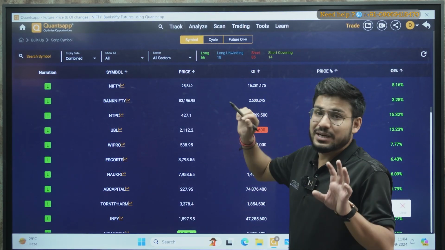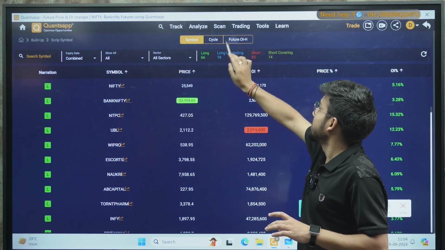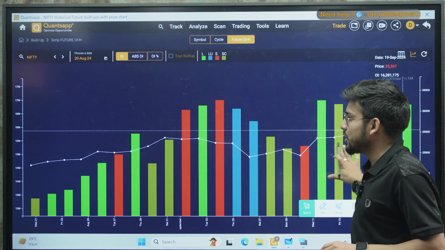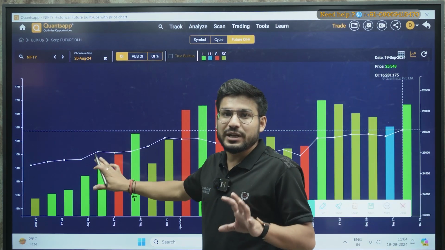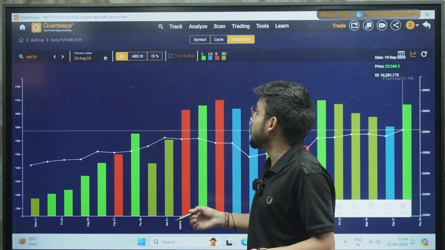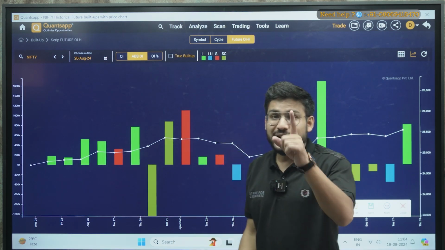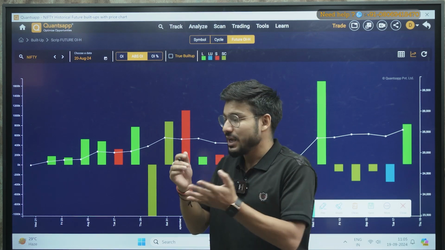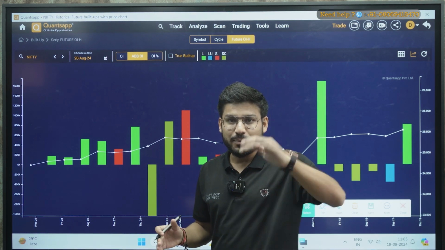Now in the build-up script symbol, you have to go here, futures OIH, right? Now you can see this is the OI chart that is telling you the open contracts of a particular day, right? But we don't want that. What we want is the absolute OI. Now in absolute OI, this is the difference between the open contracts in a particular day.